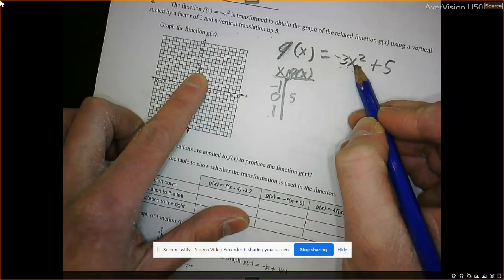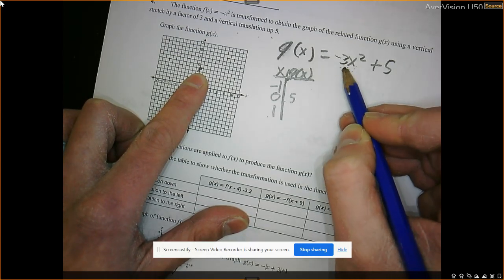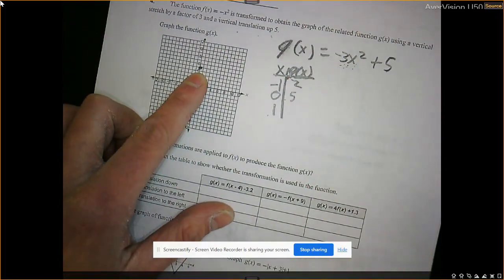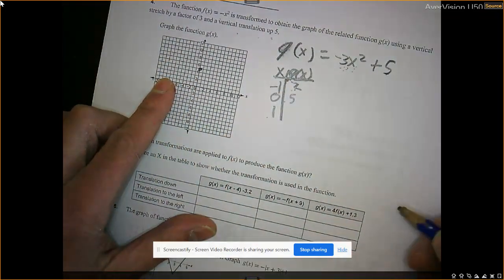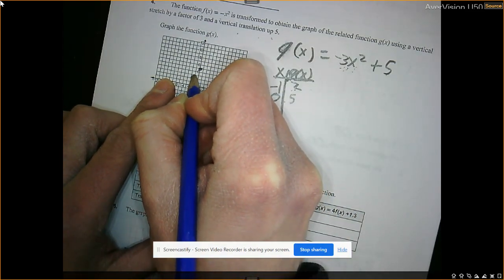Now, -1 squared is 1. -3 times 1 is -3. -3 plus 5 is 2. So my next point is going to be at -1, comma 2. And I'll plot that there.